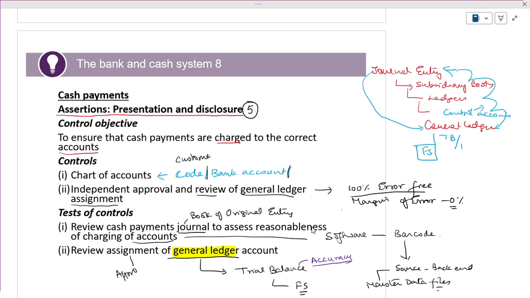Occurrence, completeness, valuation, accuracy, classification, cutoff and presentation.